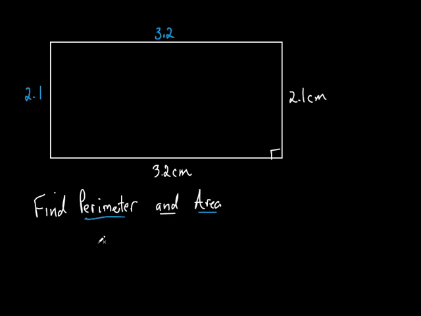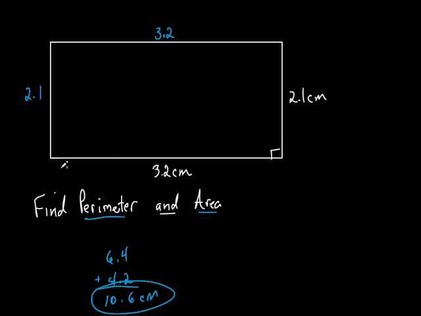So let's do a little bit in our head. Let's add 3.2 and 3.2. What is that? That's 6.4. Okay, and let's add 2.1 and 2.1. That's 4.2. And then if I add those two up, that's a 6 and that's a 10. There's my decimal, and it's 10.6 centimeters. That would be the perimeter.